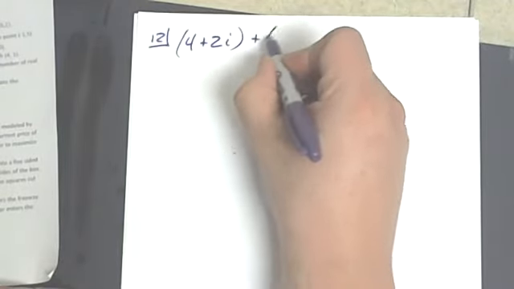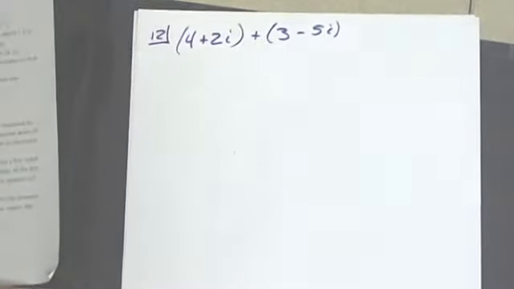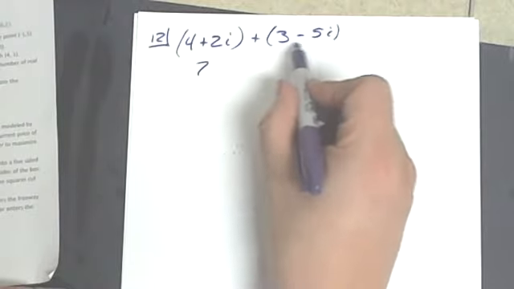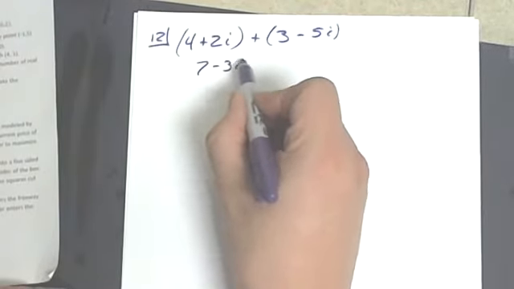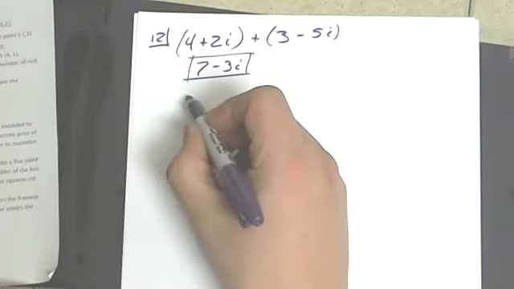If you want to add that complex number to 3 minus 5i, it's really just like collecting like terms. 4 plus 3 is 7. 2i plus a negative 5i is negative 3i, and you have your nice result. It couldn't be nicer. So just make sure you look over those things.